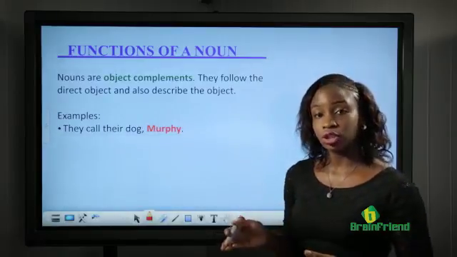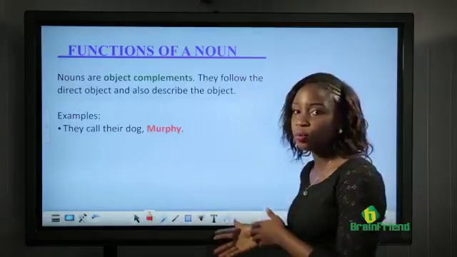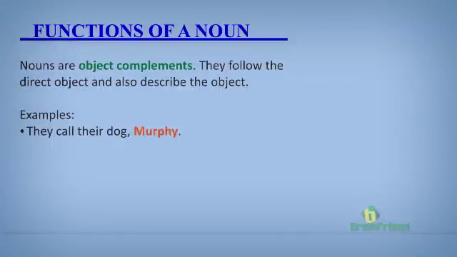Nouns also function as object complements. The same way a noun can complement a subject, it can still complement the object of a sentence. That is, tell you more about the object in the sentence. They call their dog Murphy. They call, they perform the action, so they is the subject.